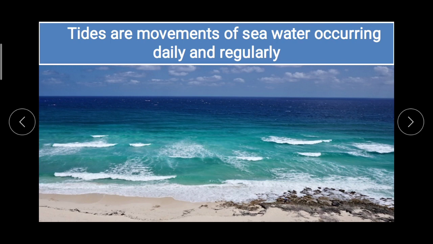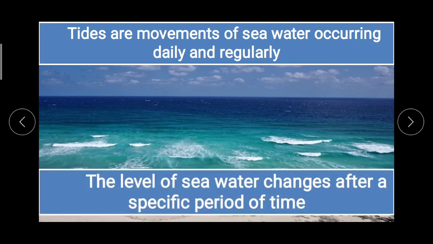and these movements in the sea water are called tides, or in other words we can say tides are movements of sea water occurring daily and regularly. The level of sea water changes after a specific period of time. After every 12 hours and 25 minutes, a cycle of high tide and low tide gets completed.